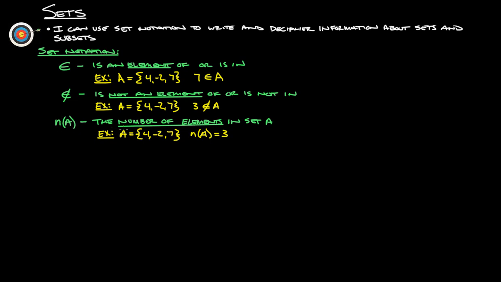N of A is the number of elements in set A. So we've got set A 4, -2, and 7. The number of elements in set A would be 3.